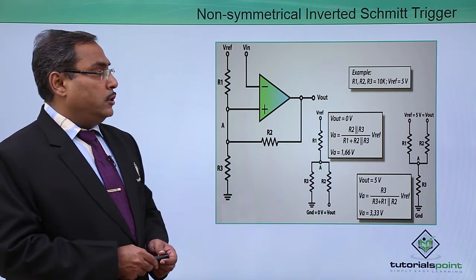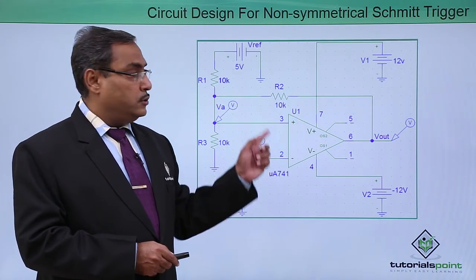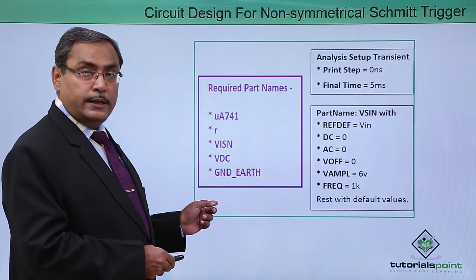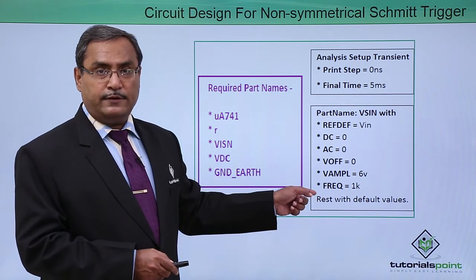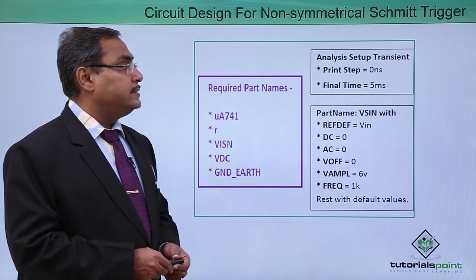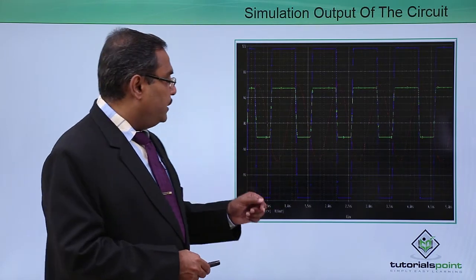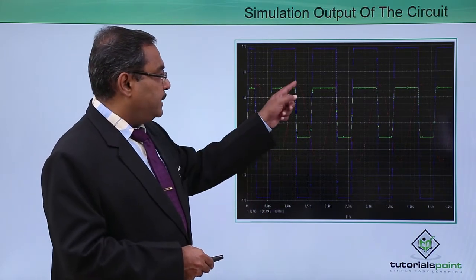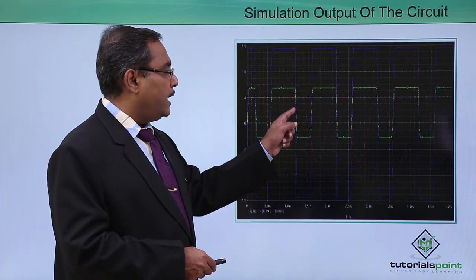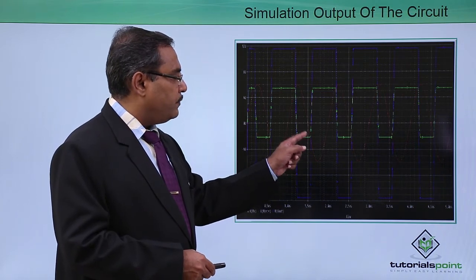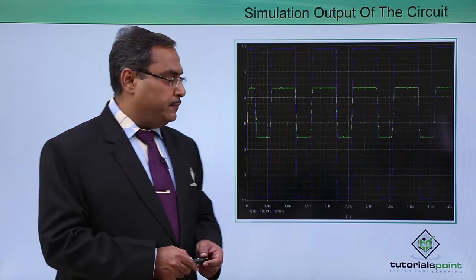Now we have constructed the same circuit in PSpice. This is the respective circuit, and these are the parts we required. These are the parameters we set for the VSIN, and this is the transient analysis setup. Here we get the respective graph. When the input crosses a certain threshold value, the output is high, and when it crosses another threshold value, the output goes low. In this way, the output waveform has been plotted.